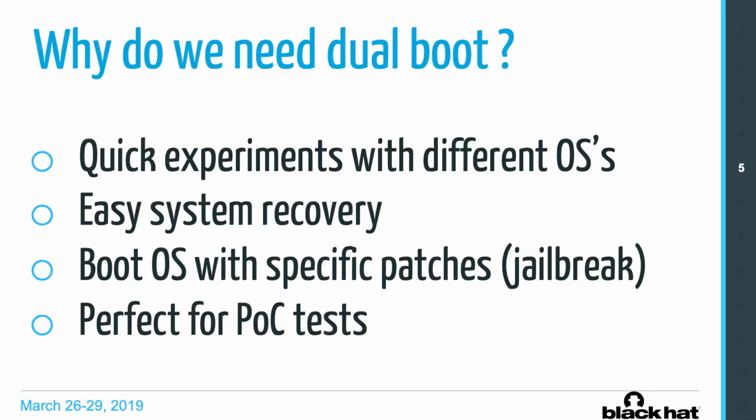Or even boot the second OS in a pre-jailbroken state, like load the kernel with KASLR disabled, with KTRR disabled, with all the mitigations disabled, which makes it perfect for different POC tests. If you just want to focus on sharpening your exploit and you have some unknown mitigation, you can disable just a few of them. That's what dual boot is really good for.